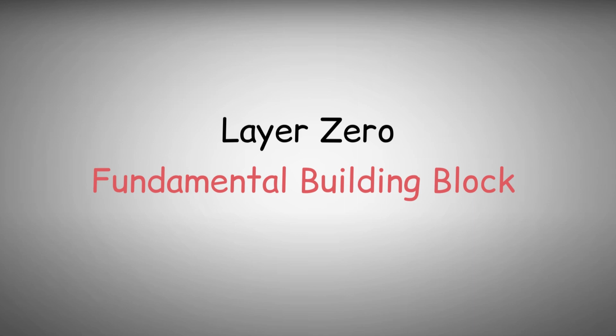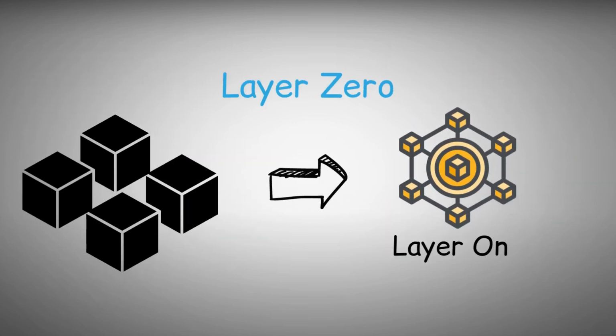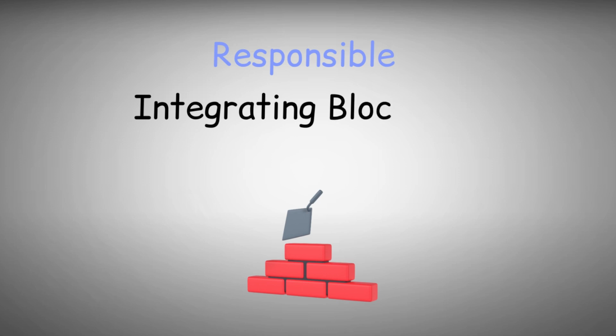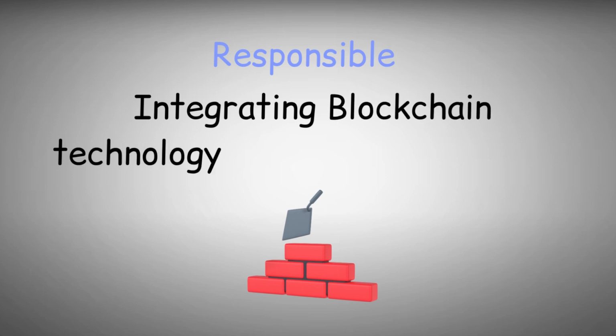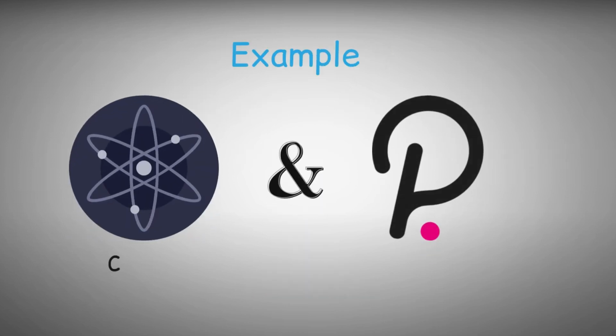This layer consists of the hardware required to run the network and the consensus mechanisms without any glitch. Layer 0 blockchains are fundamental building blocks that allow Layer 1 blockchains to communicate with each other, a process called cross-chain interoperability. Layer 0 of the OSI model is responsible for integrating blockchain technology with existing networks. It's a foundation layer that makes transactions come to life. Some popular Layer 0 examples are Cosmos and Polkadot. Cosmos is the foundation for Binance Chain.